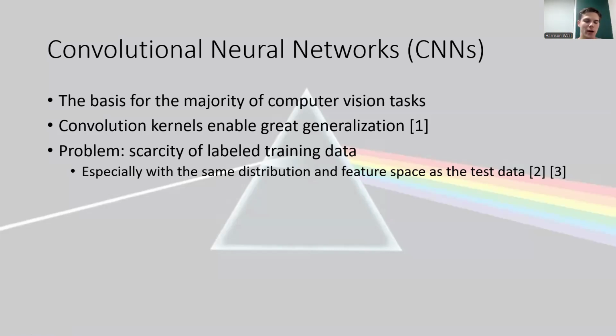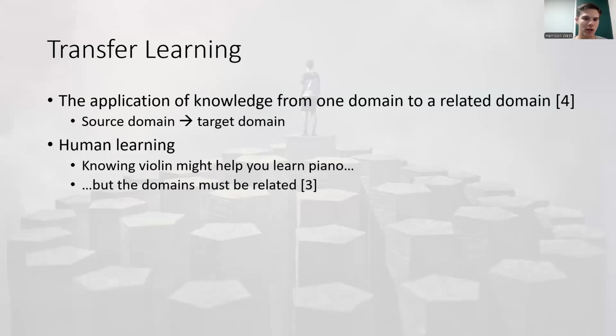A big problem for them, however, is the scarcity of labeled training data because it's hard to get, or because it's hard for humans to go through and label it all, especially if you assume that the training data and the test data have to have the same distribution. And so what would be great is if we could use some other data to actually learn what we need to learn. And that's where transfer learning comes in.